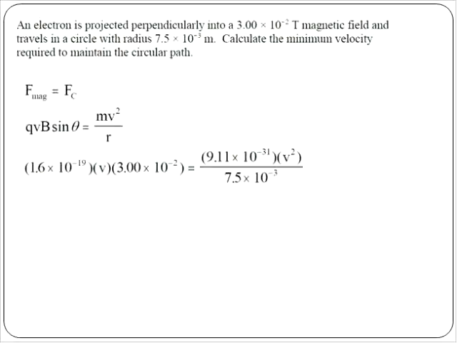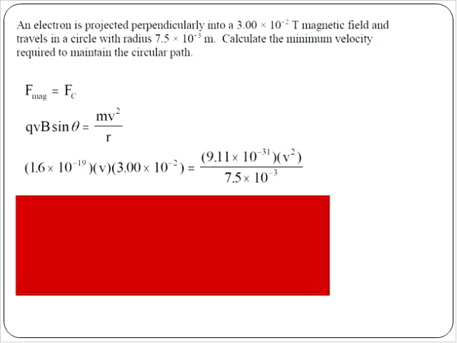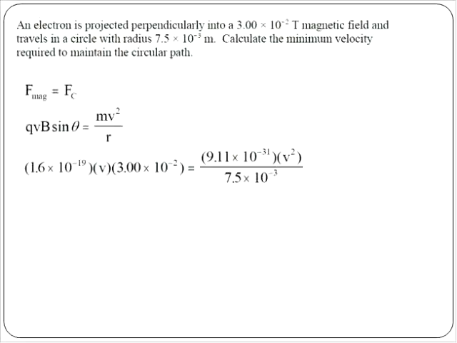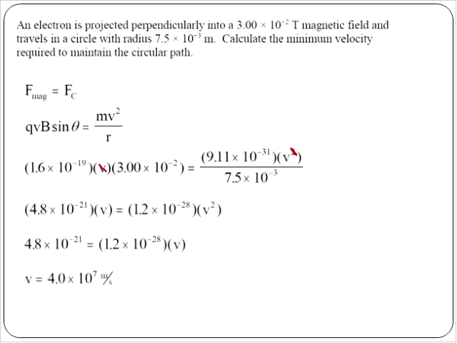Plug in the numbers. The only thing we don't know is the v. So we got a v here and a v squared over here. When we have that, what we can really do is cancel out this v and one of these v's. So we get rid of the v squared and we just got a v now on one side. And if you do that, here's what you get. Which means that, when you solve, you get 4.0 times 10 to the 7 meters per second. Done. And that's all there is to these.